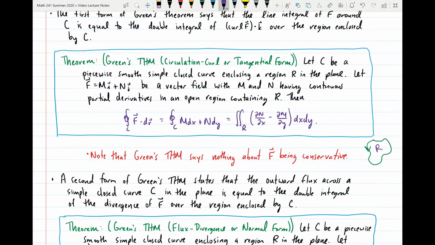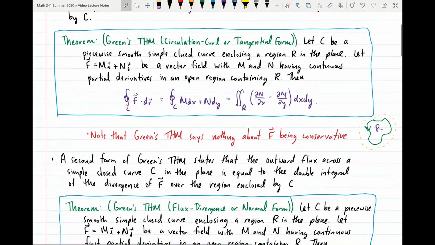Then let F = Mi + Nj be some vector field with M and N having continuous partial derivatives in an open region containing R. So maybe that open region would look like this, just some region containing R on which the component functions have continuous partial derivatives. Then the following is true, and this is Green's theorem here. The integral of F around the simple closed curve C is equal to the line integral of M dx plus N dy over C.